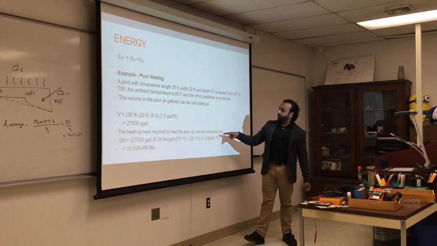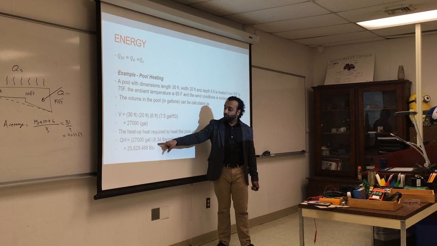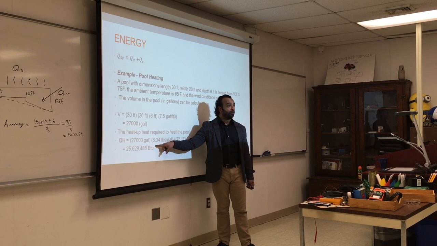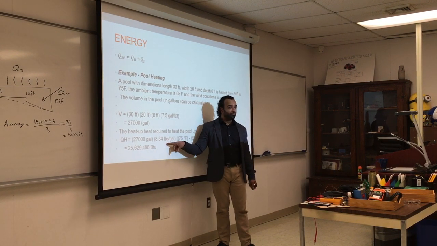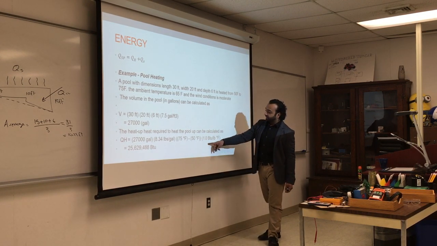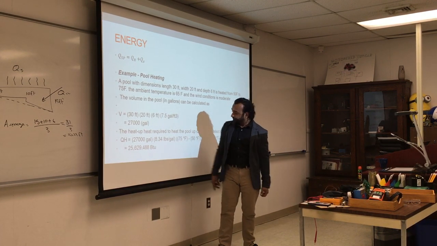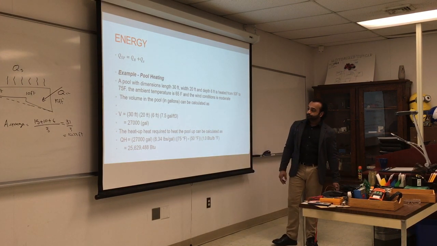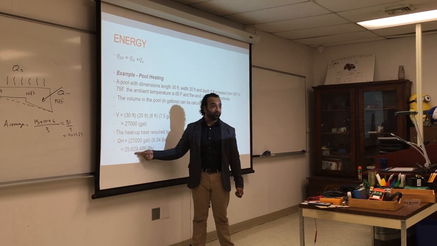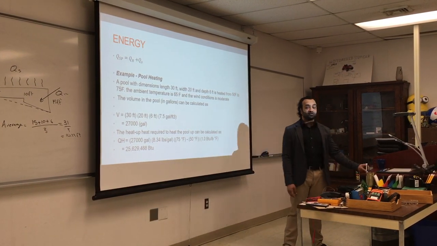The heat required to heat the pool can be calculated as number of gallons times 8.34, which is the conversion between pounds of water and gallons. This is a constant number. It's how much heat is required to heat 1 pound of water. And this is the temperature difference, and this is the heat capacity of water. Doing this equation, I got the number of BTUs required to heat that pool. It's 25 million BTUs. So that's a lot of energy.